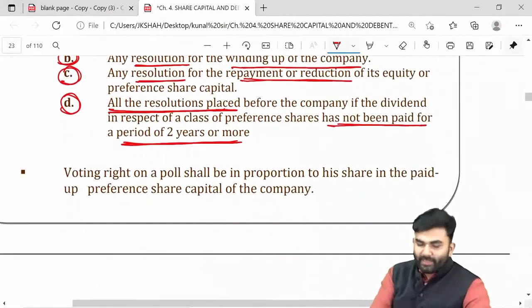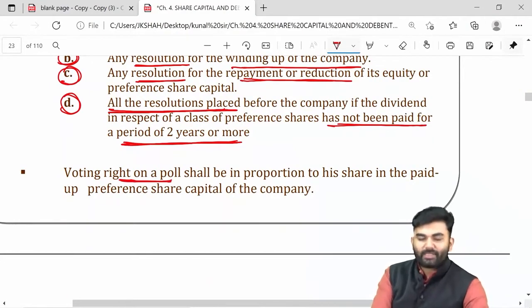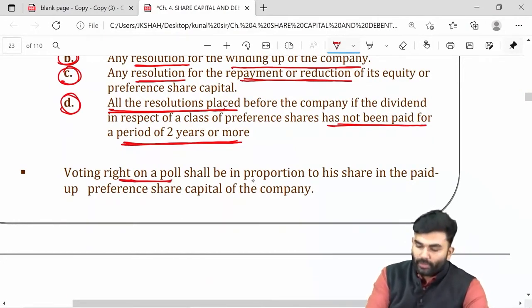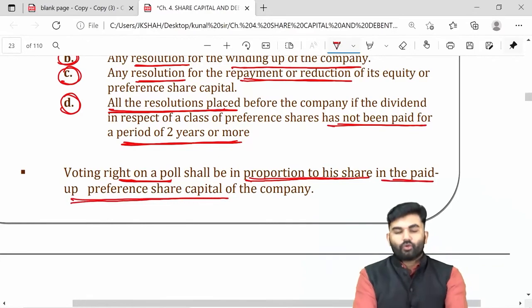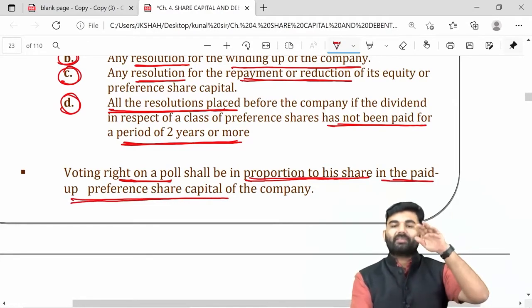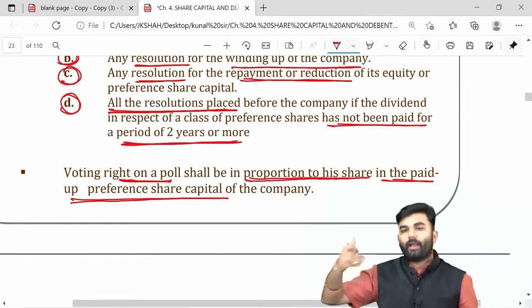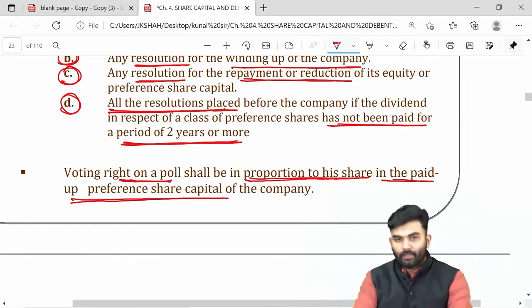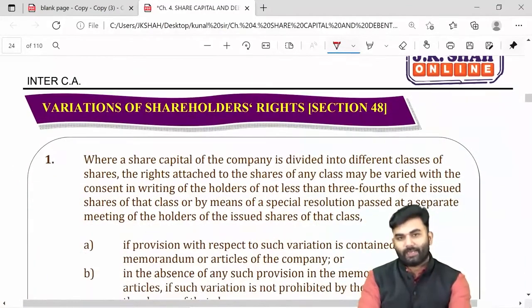If the voting is required to be done by poll, then a preference shareholder will have a right to vote in proportion to his share in the paid up preference share capital of the company. The more your contribution towards the paid up preference share capital, the higher the votes you will enjoy. The next provision is section number 48.